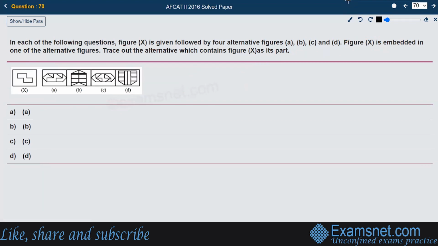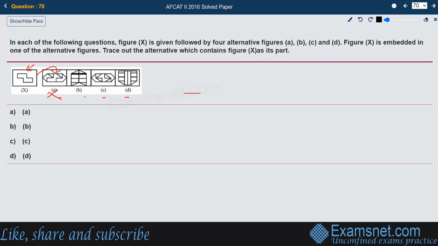Next, we are again supposed to find out the same thing. The figure X should be part of one of A, B, C, D. We have to select which of A, B, C, D contains the figure X. Let us check option A. It is not there because it is the twisted one. It is the mirror image rather. So it cannot be A. If you see option B, it is completely not available.